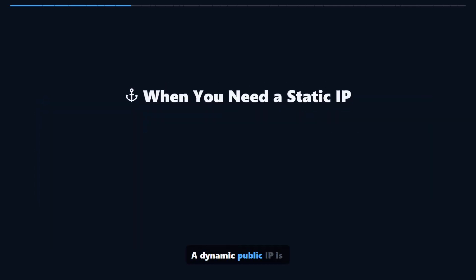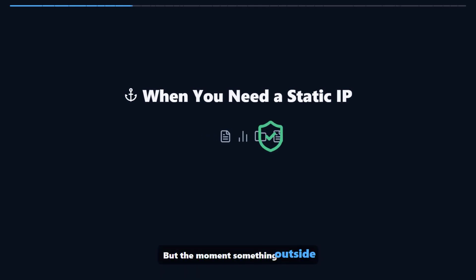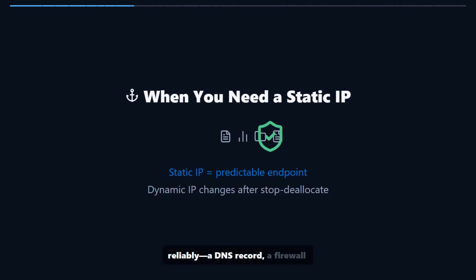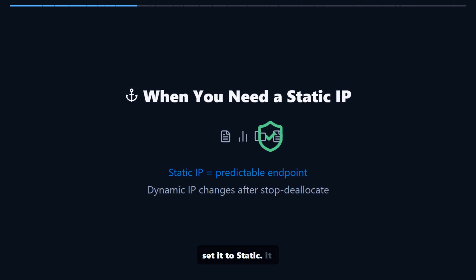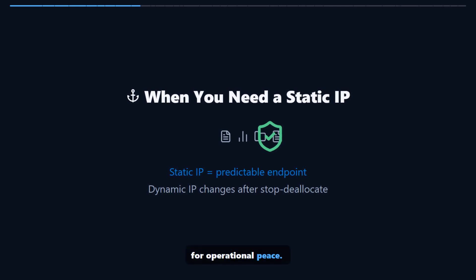A dynamic public IP is fine for a test VM. But the moment something outside Azure needs to reach it reliably, a DNS record, a firewall rule, an external partner, you need a static IP. When you create a public IP resource, set it to static. It remains allocated to your subscription even when the VM stops, so your services don't lose connectivity. It's a small price for operational peace.